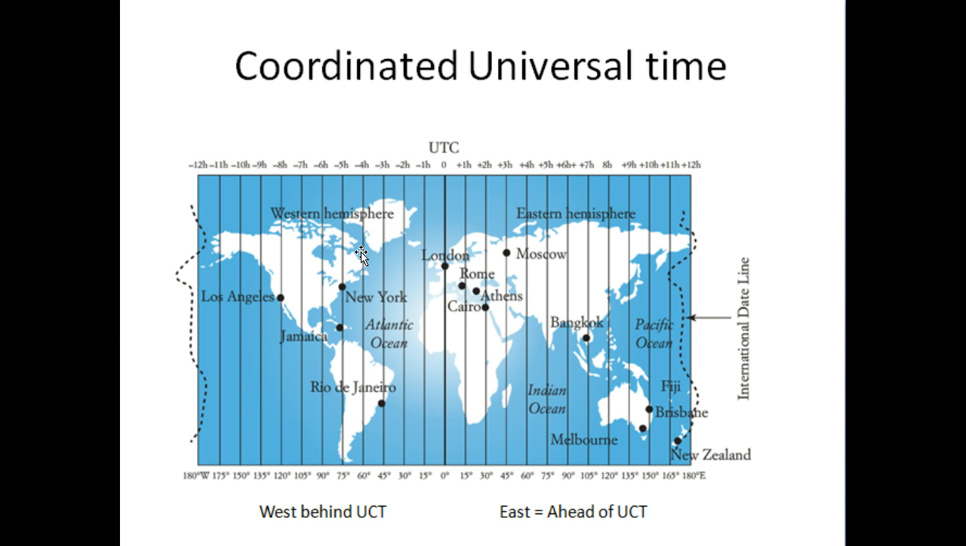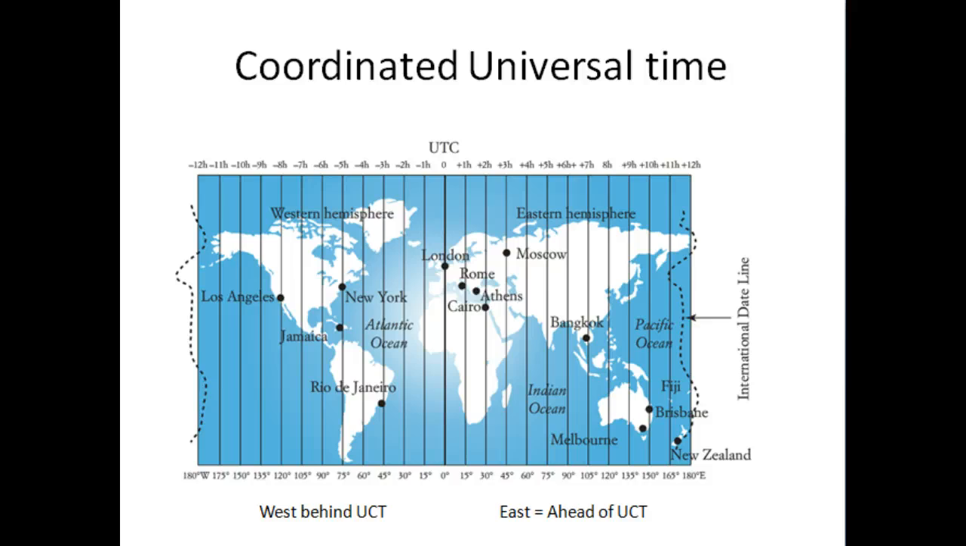Here's a map of the Coordinated Universal Time, or UTC. We have our prime meridian down the middle at 0. Anything to the east of that is ahead of the UTC, and anything to the west of that is behind the UTC. So, for example, most of Europe and Australia are ahead of London, whereas North and South America are behind London.